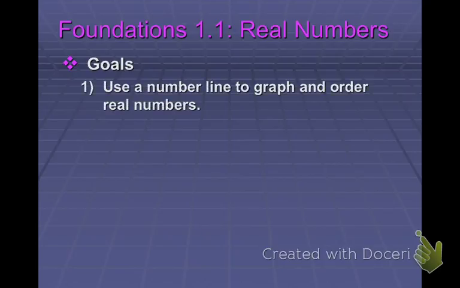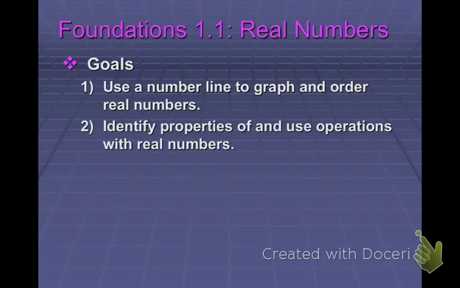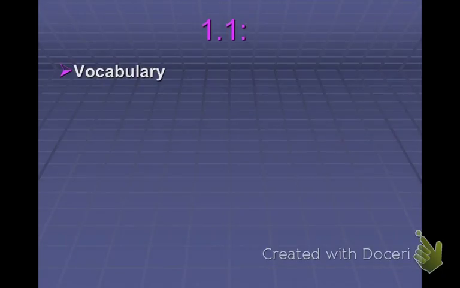A couple of goals. Basically, you should know how to use a number line to graph and order real numbers, and then identify properties of and use operations with real numbers. Basically, you know where numbers go on a number line, and then the different properties that we use when we solve equations is really what we're doing.